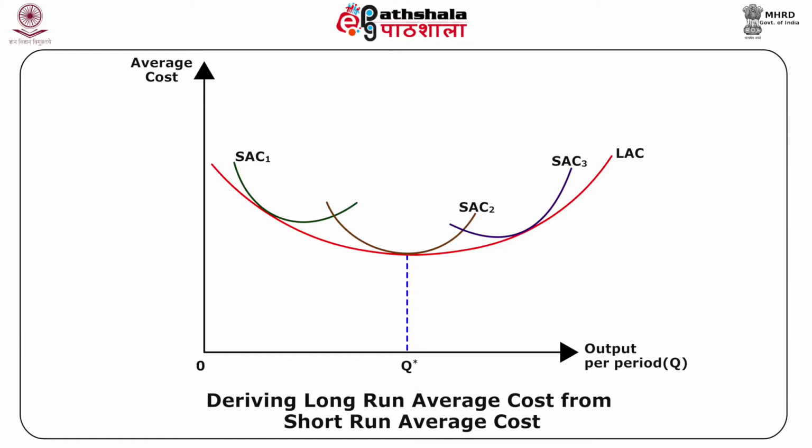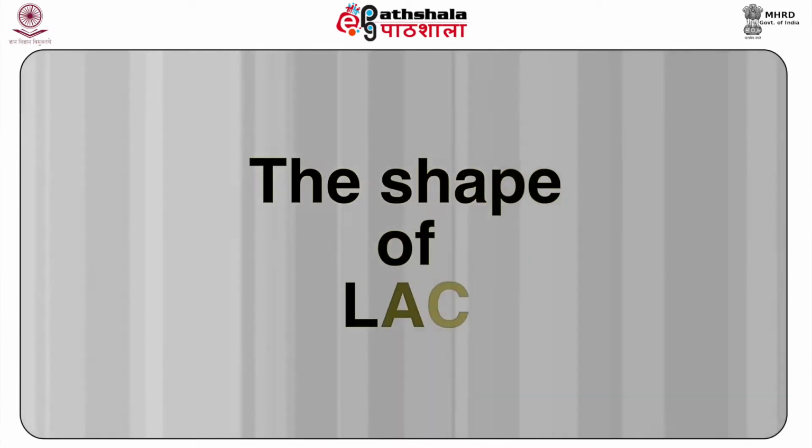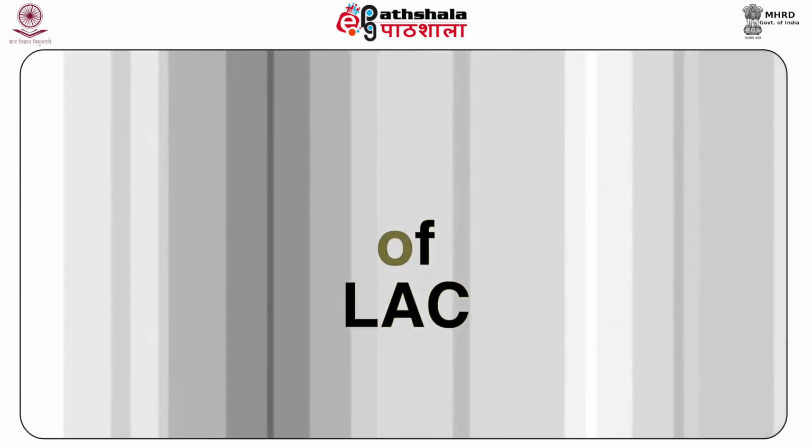LAC is also known as the planning curve because with the help of this curve, a firm can plan its scale of operations so as to produce at the minimum possible unit cost. The long run average cost curve is a planning curve as it helps a firm to plan the expansion of its output. Next, we will discuss the shape of LAC.